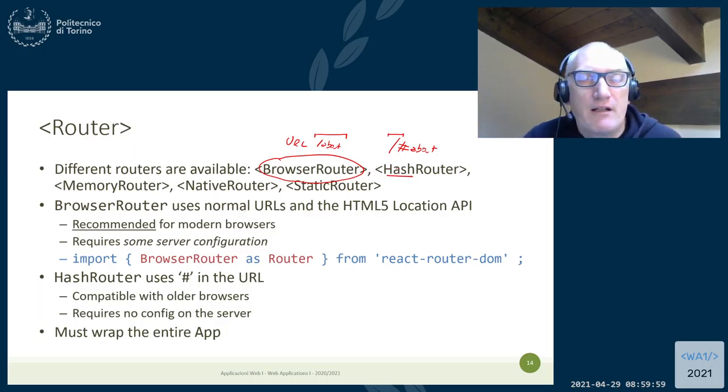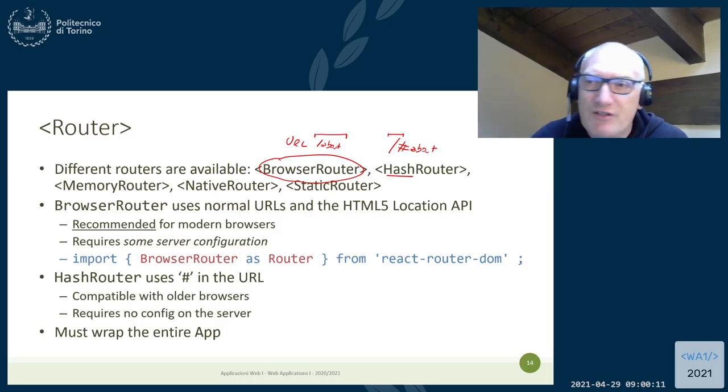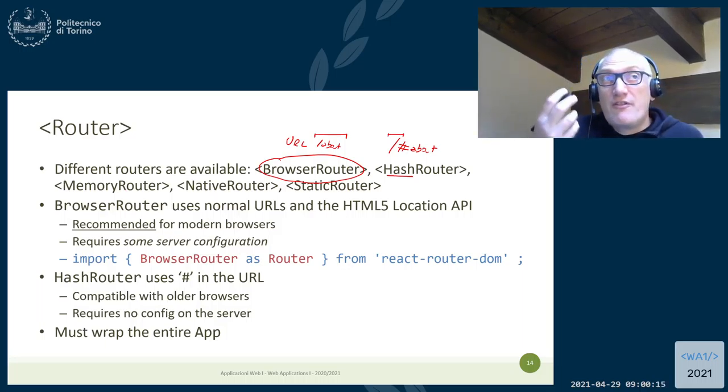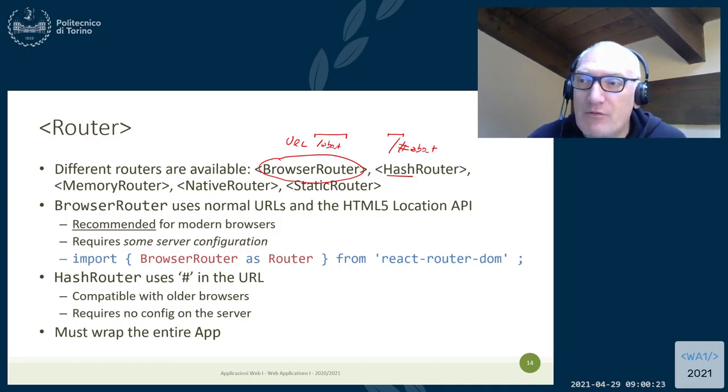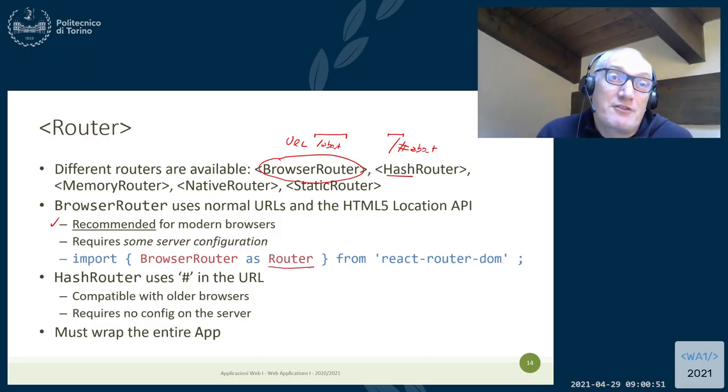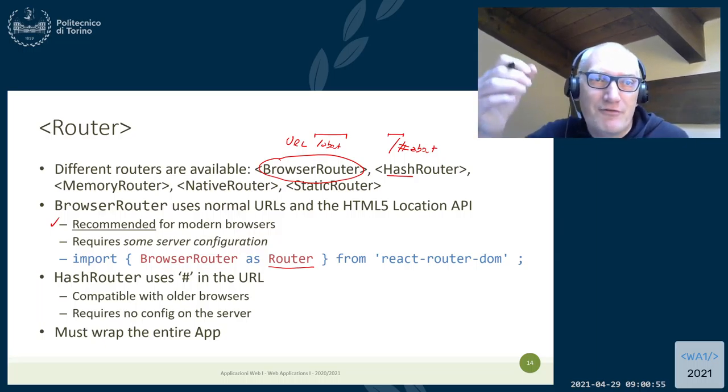But these two are the most used ones. We tend to use the browser one because it's more visible, basically. We also have some sort of memory router, for example, which keeps everything in memory and so doesn't change the URL. All these kinds of routers change the way in which the navigation state is stored. In the first one it is stored inside the address, the second one inside the hash, and the third one in the local state of the browser, and so on. In our type of application, the browser router is good, and it's the choice recommended by the creators of the library. You just import the browser router from the React Router DOM library, and usually we tend to rename it just Router, to make it simpler. If you want to change the type of router, you just have to change the import statement.